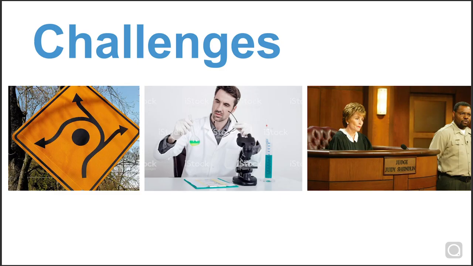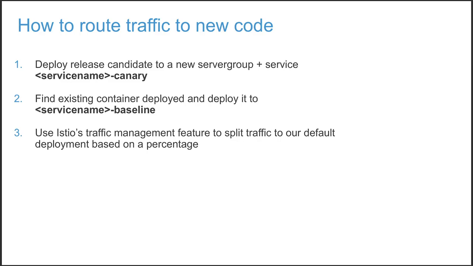So let's go back to the challenges and see how we solve for them. So again, routing, analysis, and judgment. So routing, how does it work? So what we do is we deploy the release candidate to an entirely new Kubernetes service with service name -canary. We find the existing Docker container running in our default production deployment and deploy it as service name baseline. This helps us a lot to differentiate metrics in Datadog, which is our metrics provider, and make it just really easy to do that analysis stage, which I'll get into.